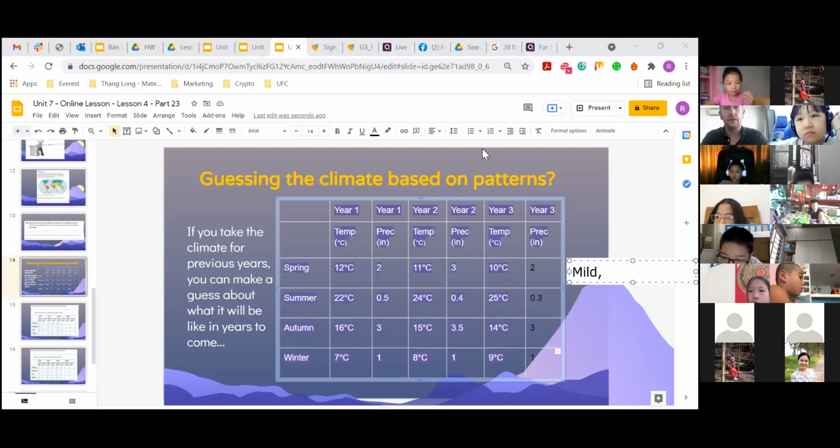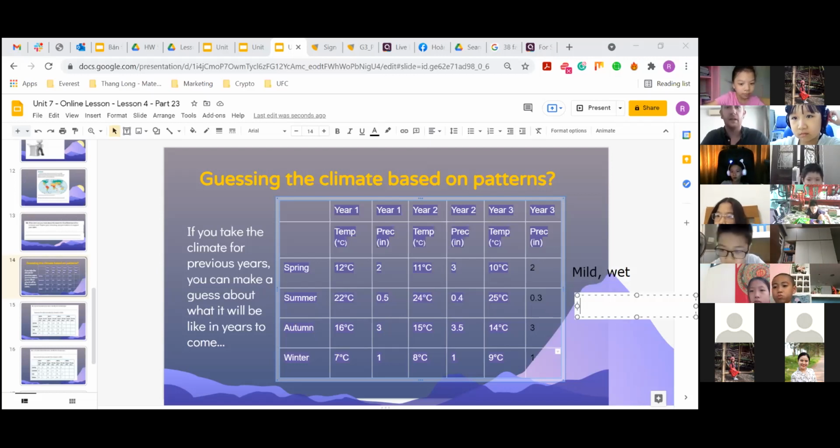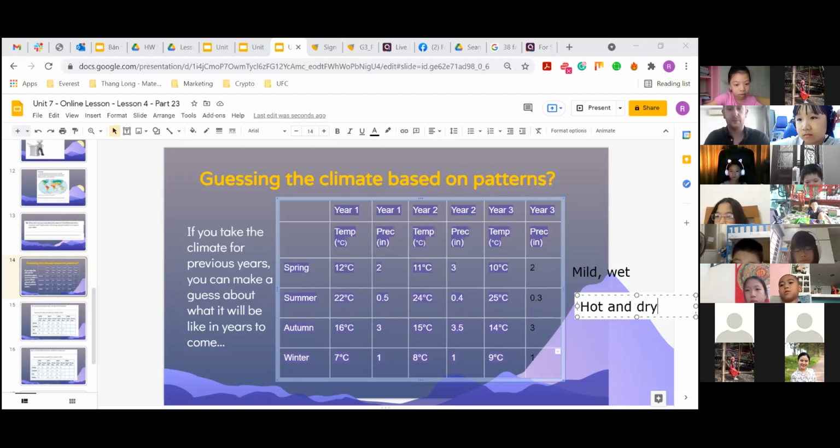Okay. And Caroline, is it wet or dry? Wet. Cool. Good stuff. And Hannah, what's the climate like for summer? The climate in summer is hot and wet. Hot and wet, yes. Hot, no, hot and dry. Right, hot and dry.